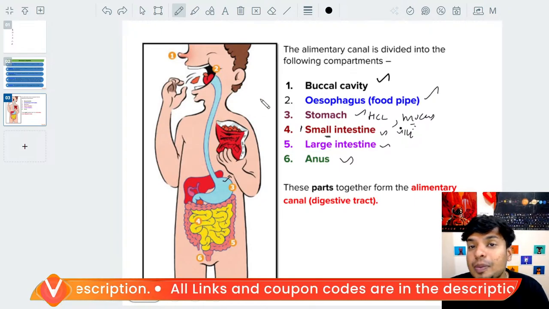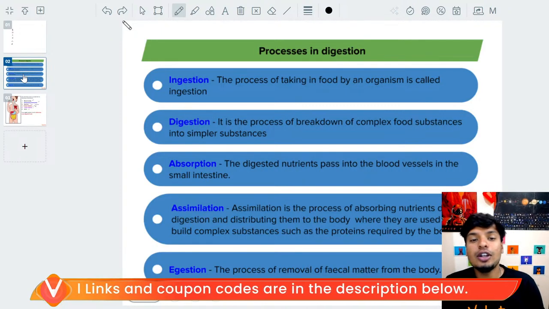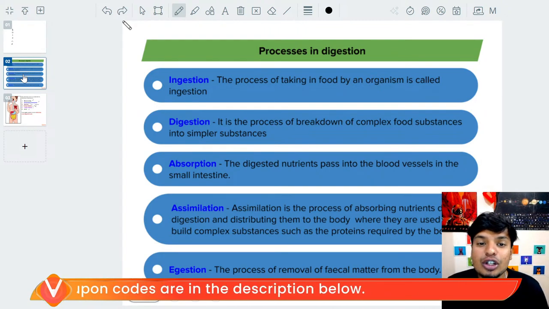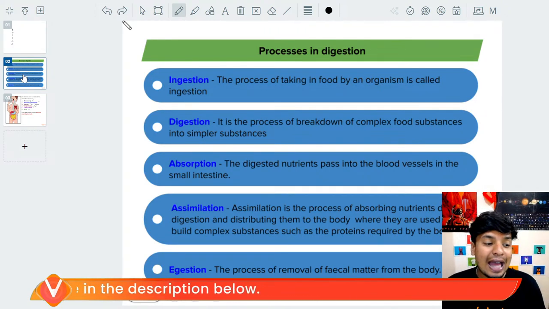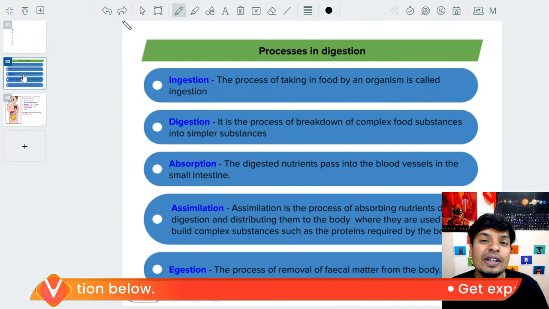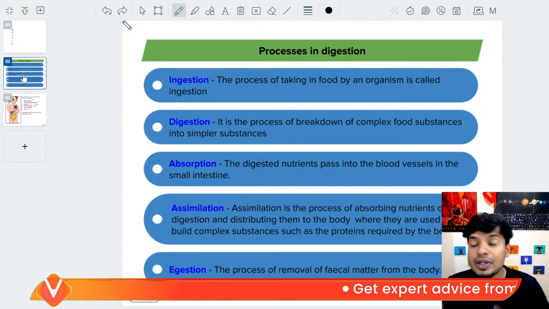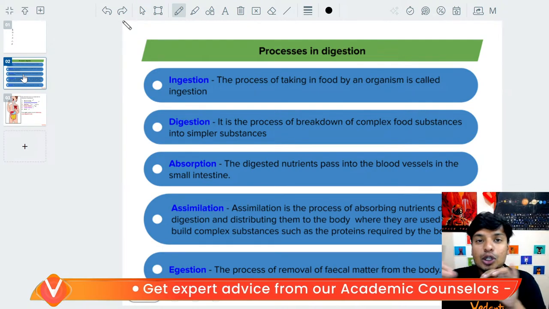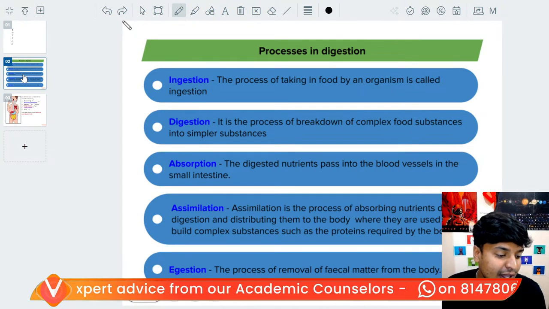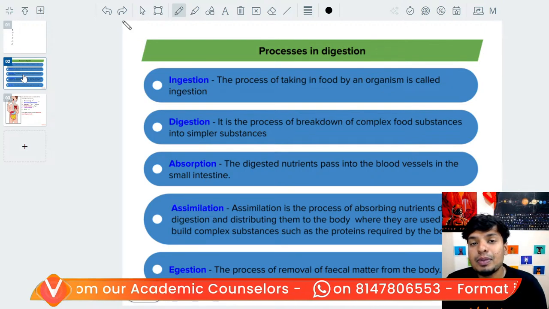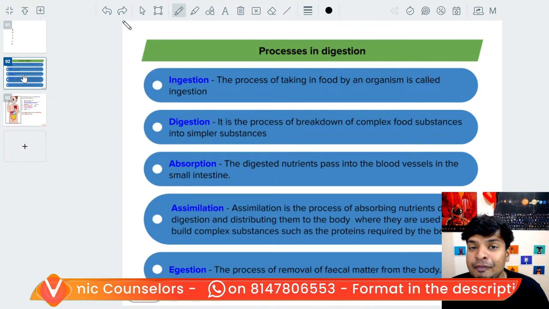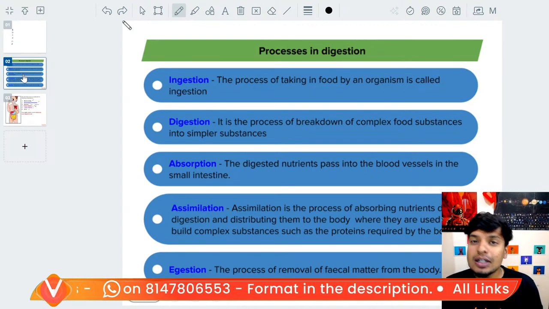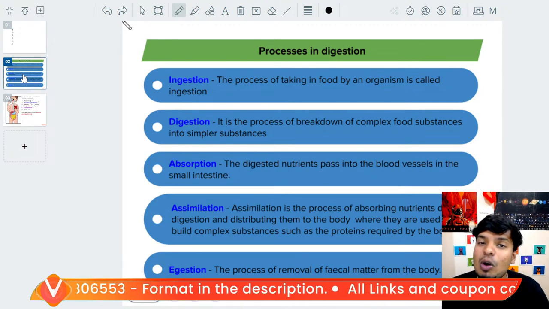Okay, so what are all the processes that happen? First one, you ingest the food. Ingestion is the process in which an animal is taking the food inside the body. Then digestion happens, where the complex food substances are broken down into simpler substances. Then absorption happens in the intestine. The digested nutrients pass into the blood vessels in the small intestine.